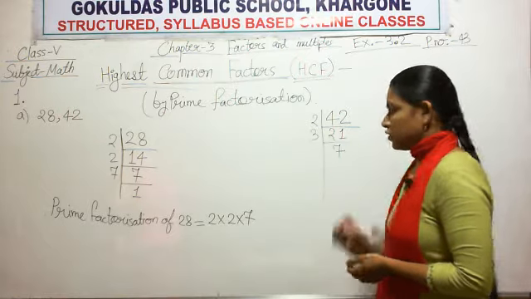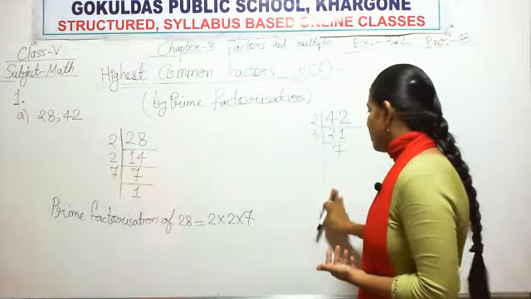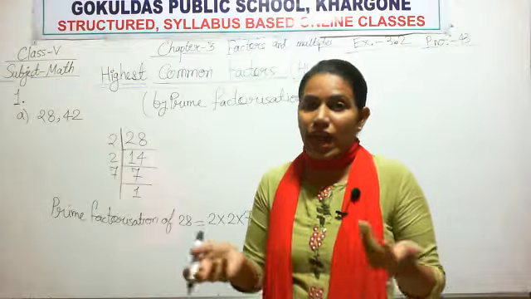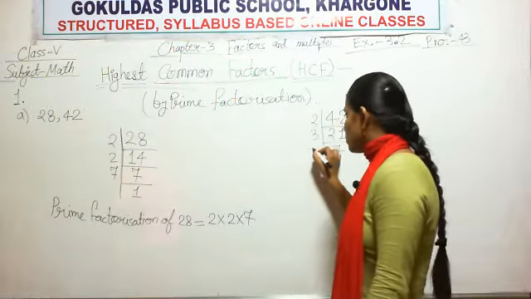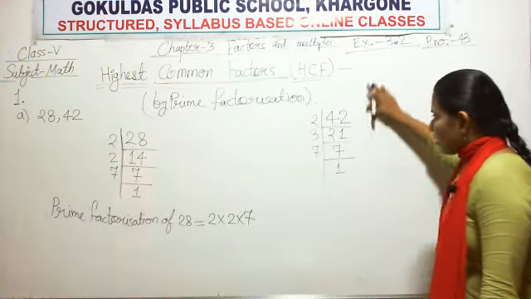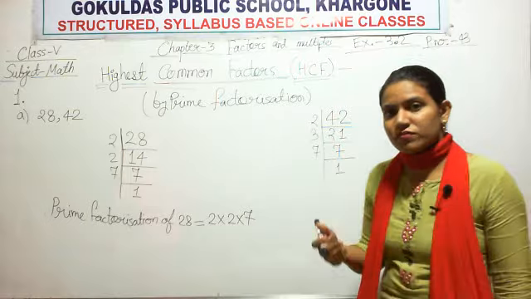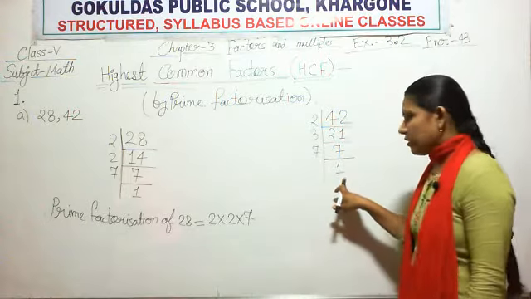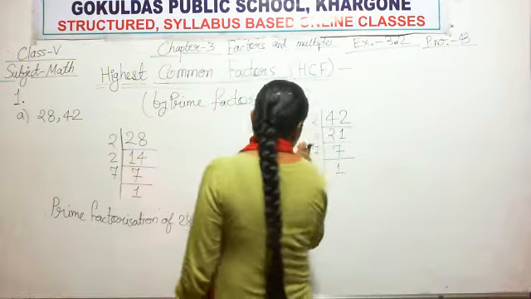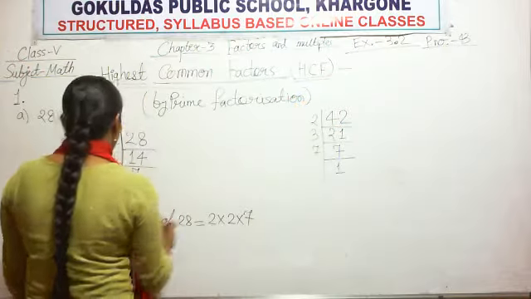3 sevens are 21, right? 21 is divisible by 3. Now 7 is only divisible by 1 and 7, so we have to choose 7 because 7 is a prime number. We follow this process of division till we get 1 in the last, right? So these are our prime numbers. 2, 3 and 7 are our prime numbers, and the product will give you 42.